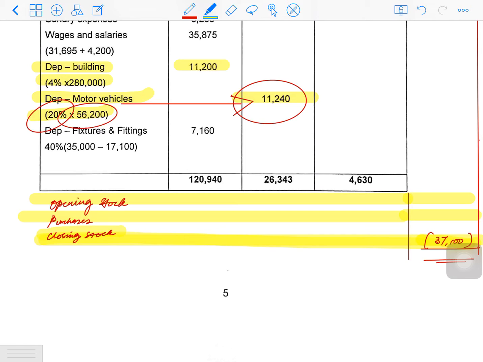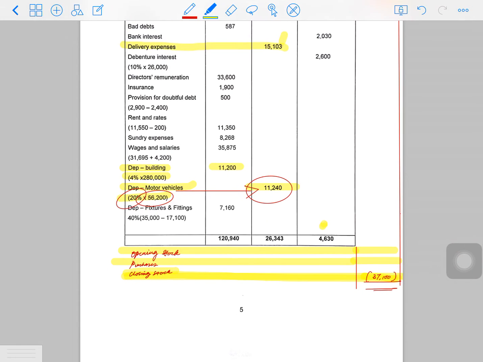So the double entry is depreciation for motor vehicle 11,240. So this is debit what? Debit depreciation expense under the category of distribution expense. Okay, distribution expense. So credit accumulated depreciation. Accumulated depreciation will be in the working of property, plant, and equipment. They already give you the working for non-current assets here.